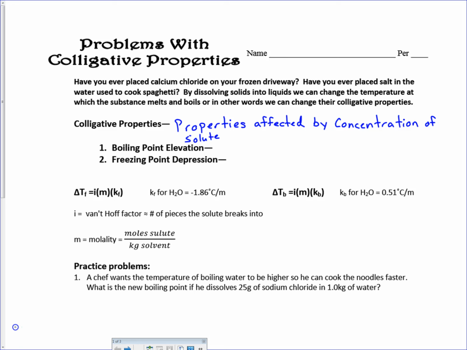Okay, the boiling point elevation, what that is, is a rise in boiling point due to dissolved solute. And then similarly, freezing point depression, that's a lowering of the freezing point due to dissolved solute as well.